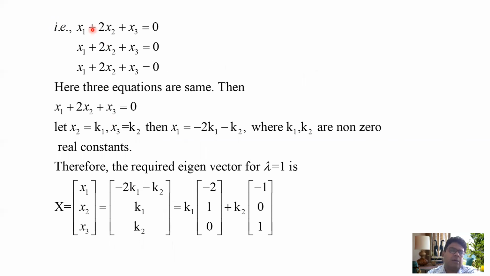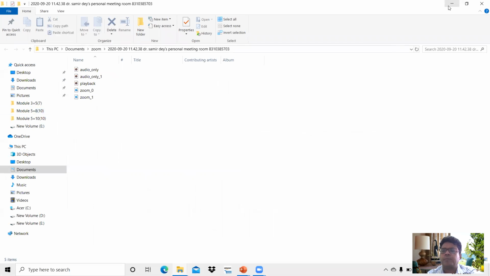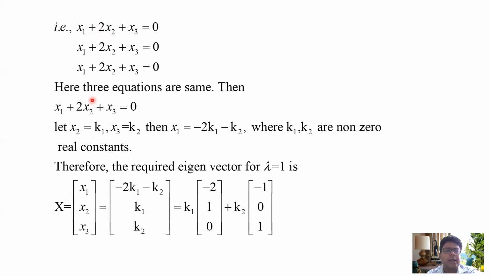So after multiplication, what you have is x1 plus 2x2 plus x3 equals 0, in all three rows. So it is clear that basically we have a single equation. The three are the same, correct? So we may write x1 plus 2x2 plus x3 equal to 0. Now how many equations do you have? One equation. How many variables do you have? Three variables.